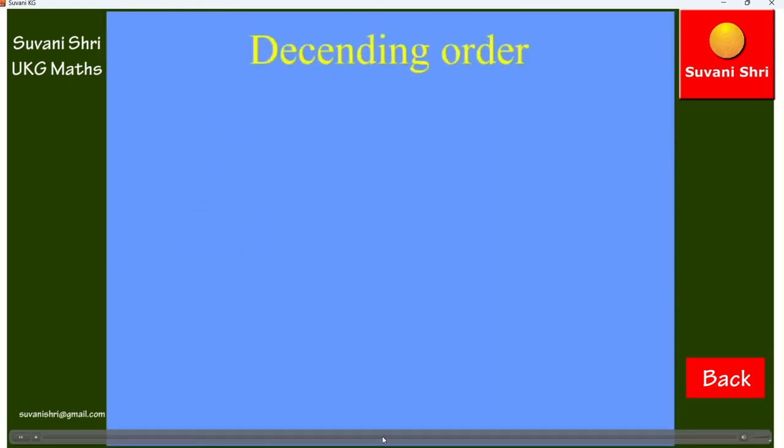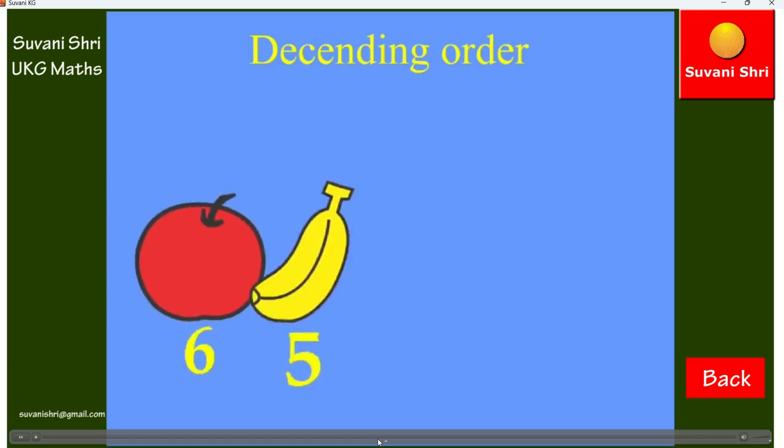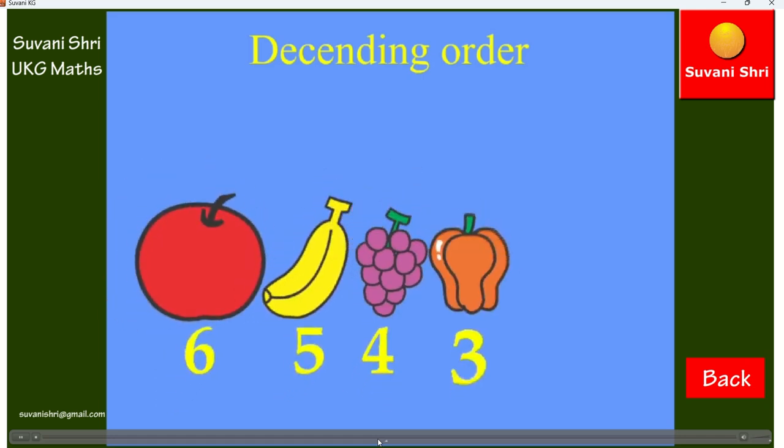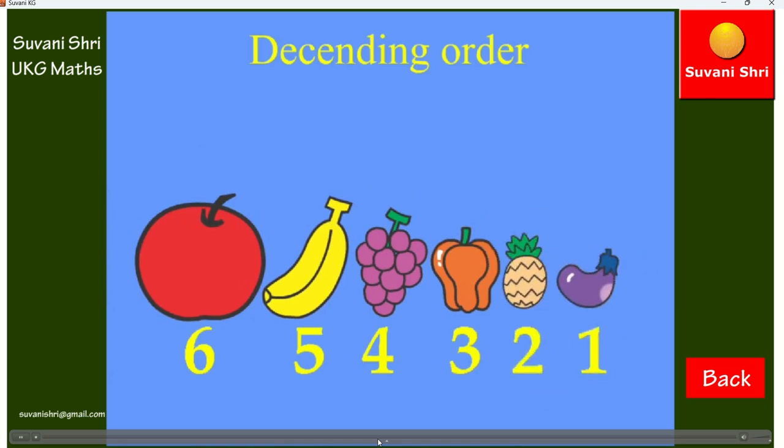Descending order. To arrange from big to small is descending order. Descending order is 6, 5, 4, 3, 2, 1.